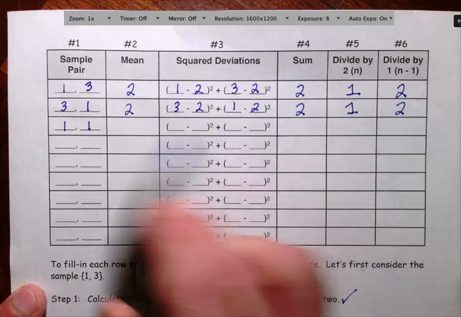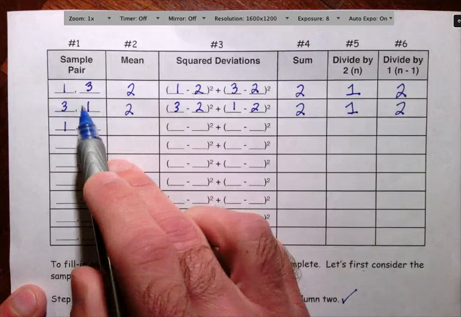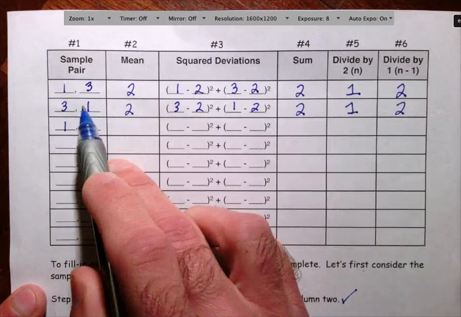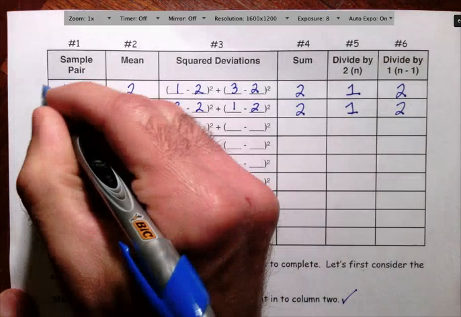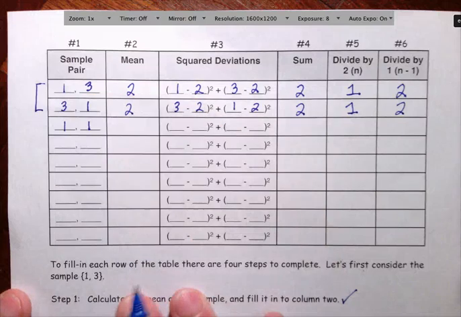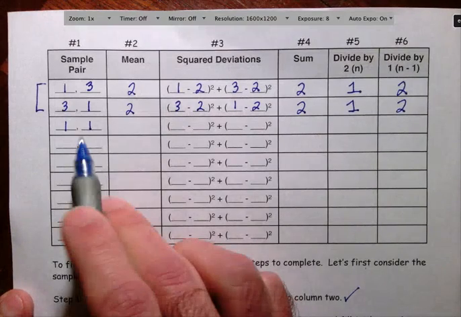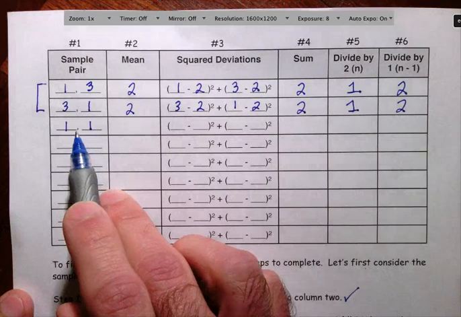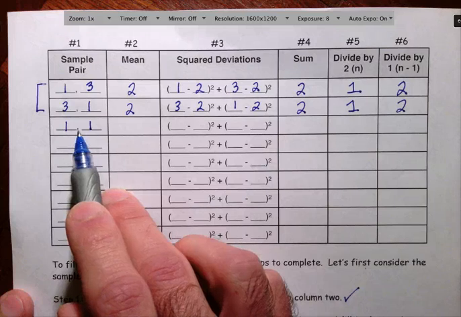So notice that these sample pairs have exactly the same observations. They're just in a different order. So you end up getting exactly the same row. This is going to happen a couple of times as you complete your table. And notice, for this sample pair, we'll come back to this one in just a second, this row actually is super simple. We'll see that in the last video.